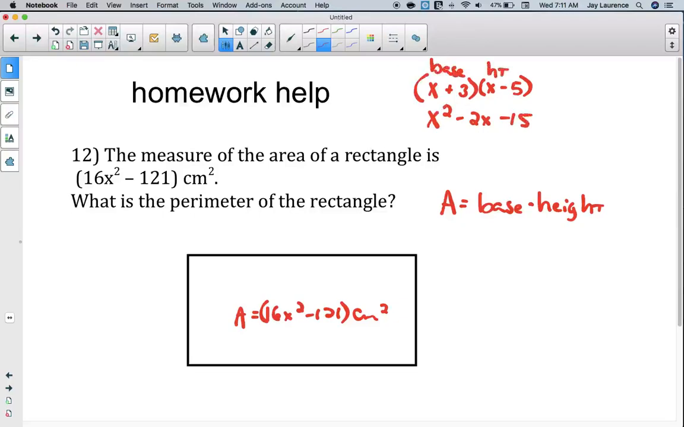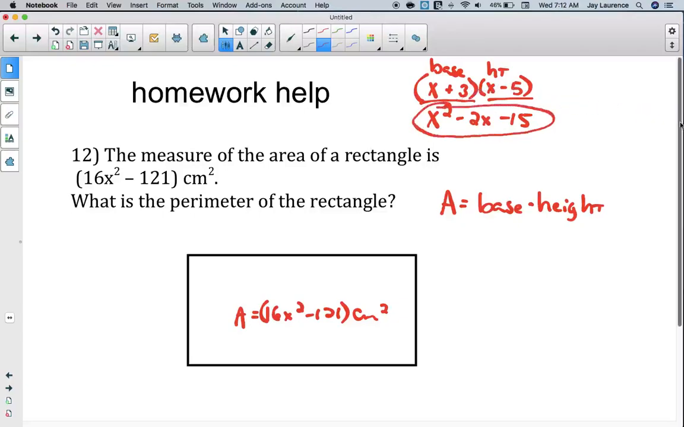Some of you are like, well, how do you know they're the base and height? Because it says to multiply two things together. That's all it is. This is one number. This is another number. I don't know what the numbers are because I don't know the value of x. But I'm just going to take those two things, multiply them together, and then this can be my area.